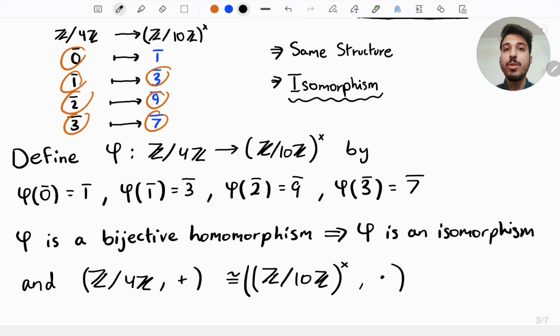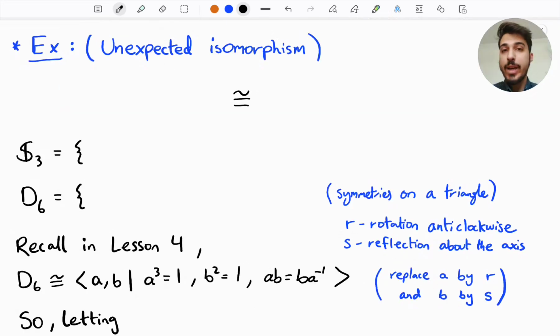Essentially saying these two groups look exactly the same. Okay, this example now is wild. It's natural but unexpected. Consider the group S3, the symmetry group of 3 elements. Consider also the group D6, which is the dihedral group of symmetries on a triangle, which has 3 vertices. These two groups are isomorphic. That means that they are exactly the same thing, except that elements are different and operation is different.